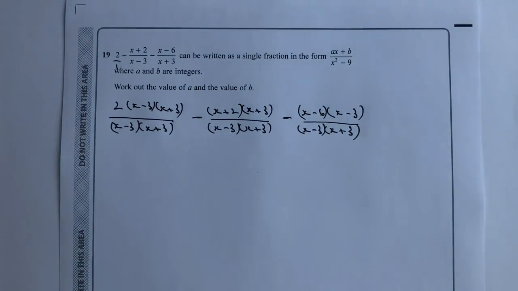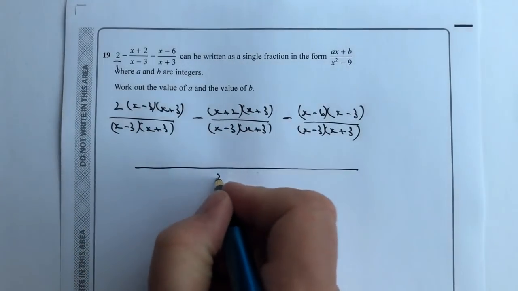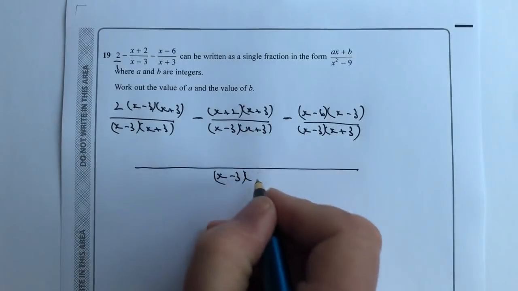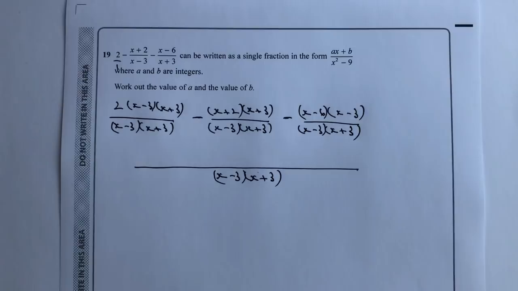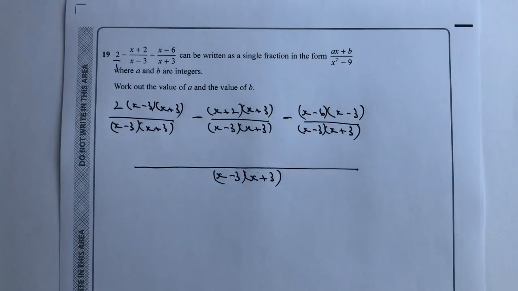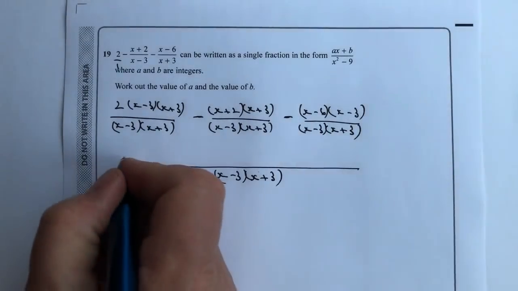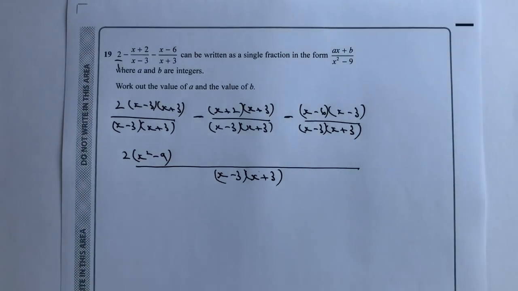So therefore I've now got all of these denominators looking exactly the same, so I can write everything under one big long line of x minus 3 times x plus 3. Now you will recognise that as being the difference of two squares, and we will come to that in a couple of minutes. Okay, so let's have a look at this one here. X minus 3 times x plus 3, well, that actually multiplies out or expands out to x squared minus 9. So I can write 2 times x squared minus 9. Okay, that's the first little bit.